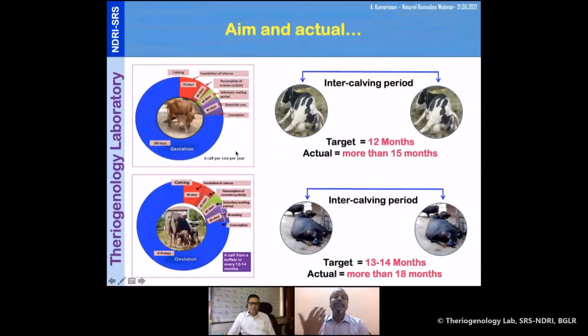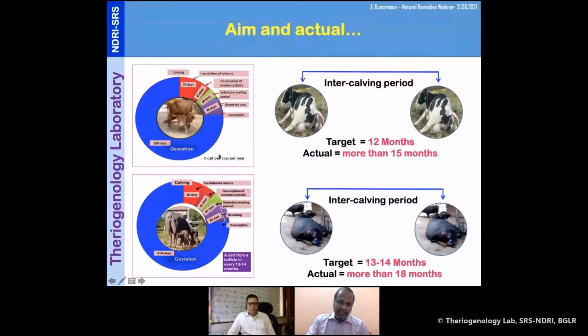Then why do we keep this target? Once we have this target, only then, within a desired generation interval, can we make the calving period perfect so that the farm runs economically. That's how the aim is. We say it's a tarak mantra. The mantra for dairy animal reproduction is a calf per cow per year.